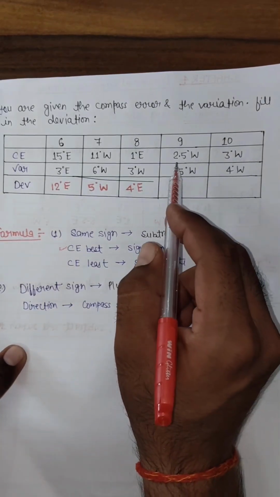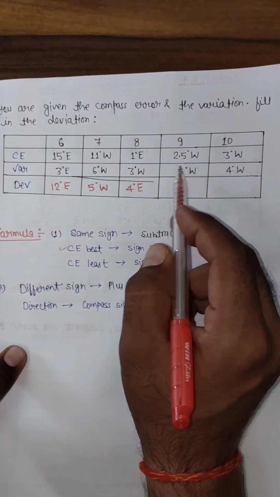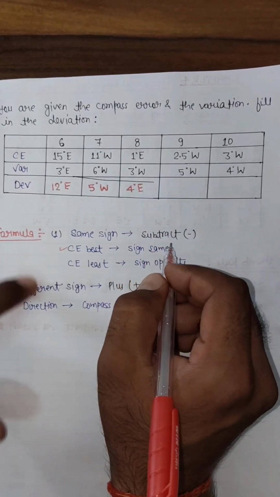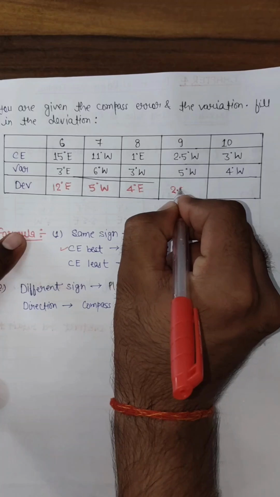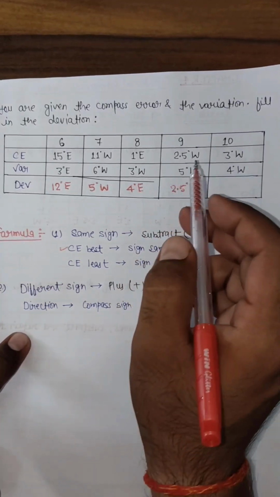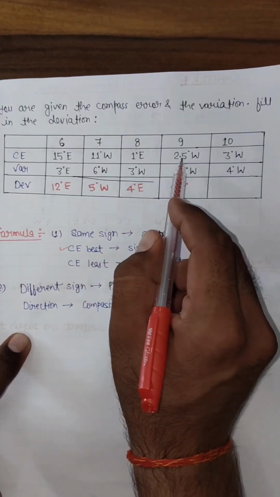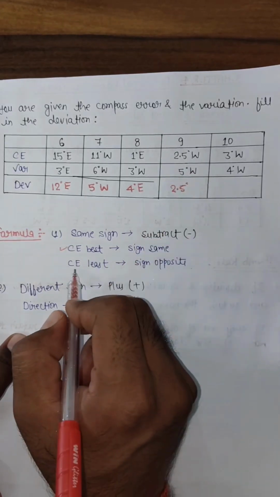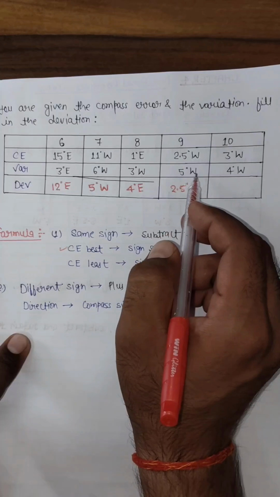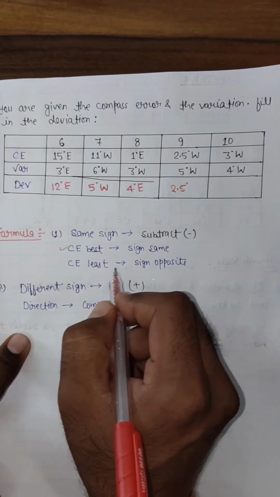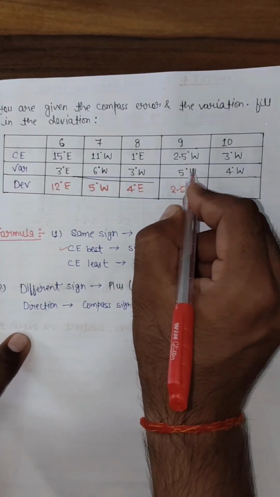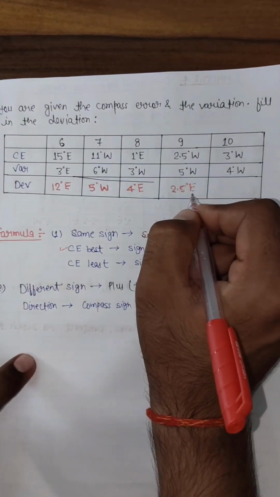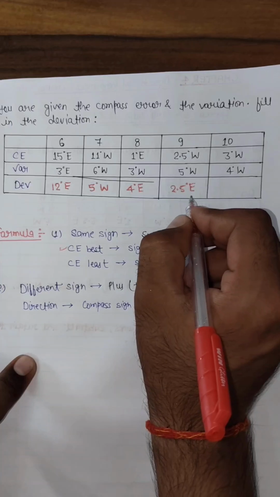In the ninth question, compass error is 2.5 degree west, variation is 5 degree west. Both have the same sign, so we will subtract, that is 2.5 degree. And here the value of compass error is less than the value of variation, meaning our compass error is less as compared to variation. So if compass error is less, then the sign would be opposite. What would be the opposite sign of west? That is east. 2.5 degree east would be the answer.